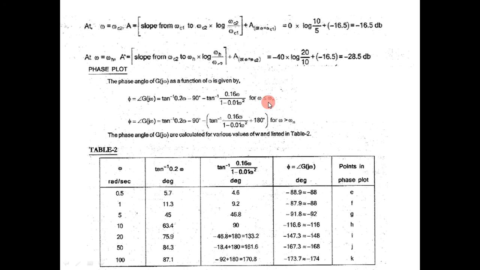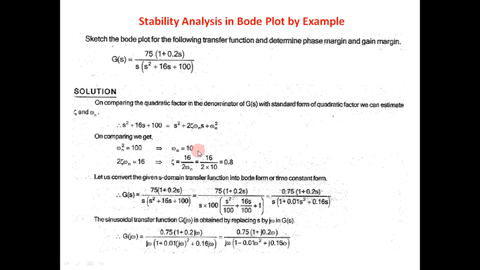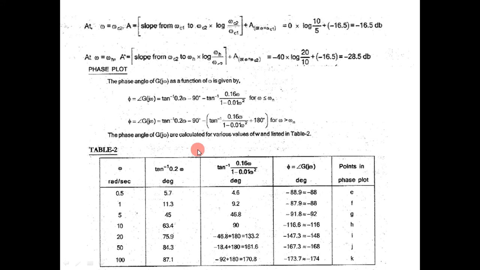For example, if you take omega less than omega n, what is the value of omega n actually? We got the value of omega n as 10 radians per second. So for values less than 10 radians per second, for example if you take omega as 1 radian per second, 0.16 by 1 minus 0.01, so tan inverse of positive, we will get tan inverse of positive. So this one is the first quadrant.